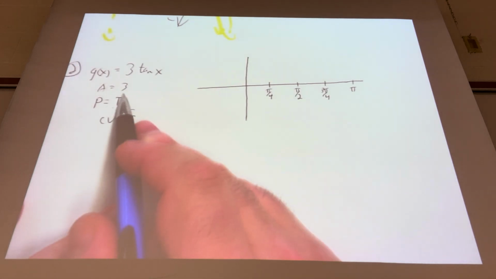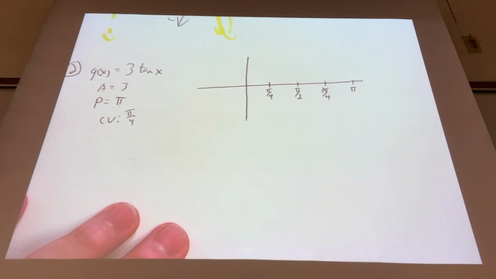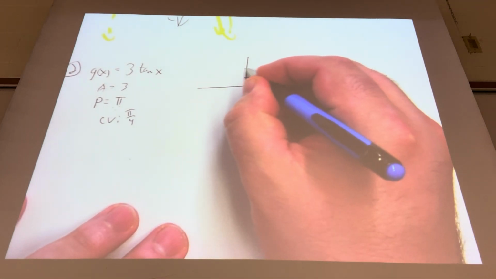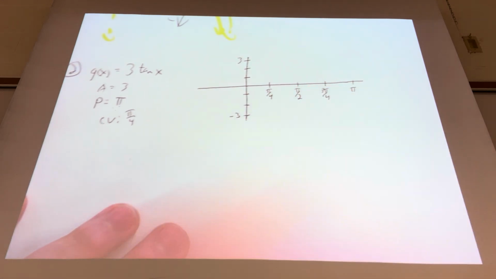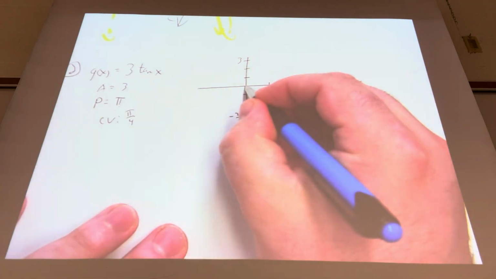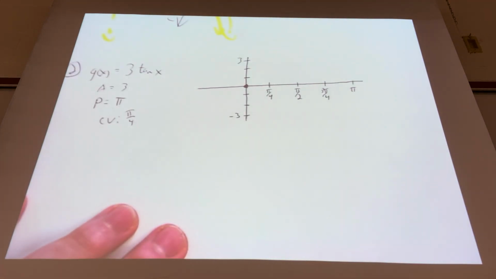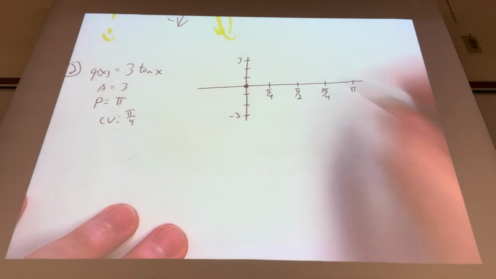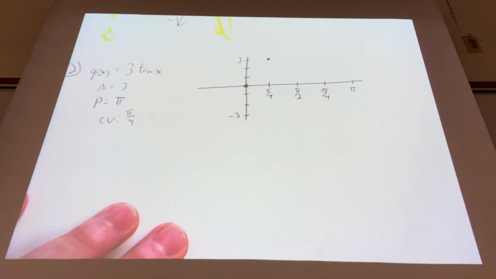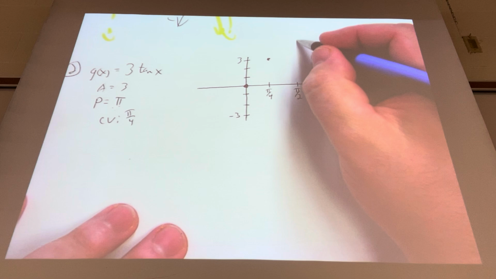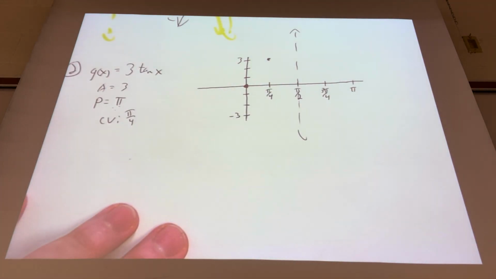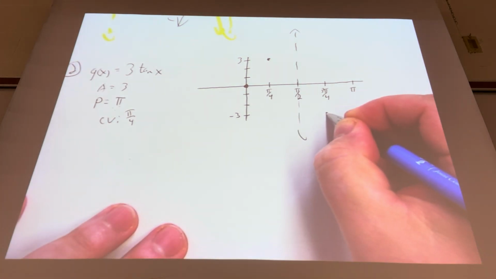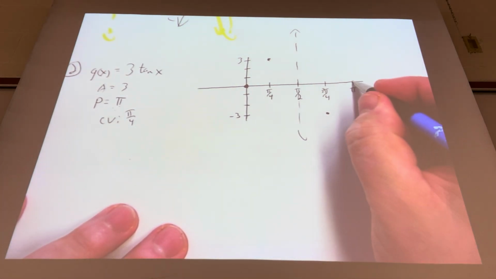Okay, now, what's our amplitude? 3, right? So I can go 1, 2, 3. Negative 1, negative 2, negative 3. How does tangent start? At a 0. Then tangent's going to do what? Amplitude. Then undefined. Negative amplitude, and then 0.